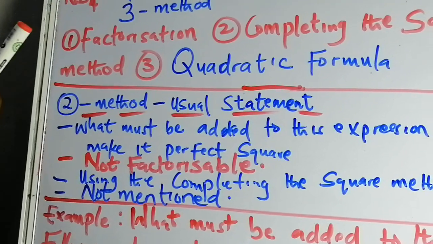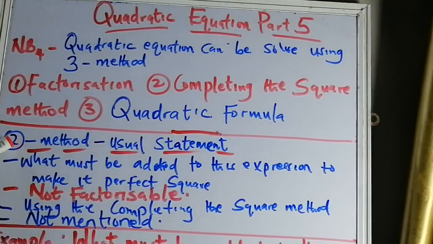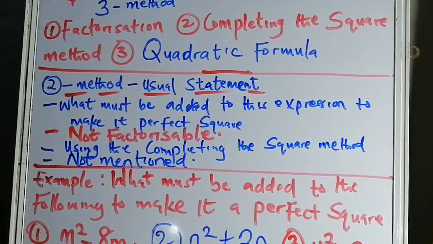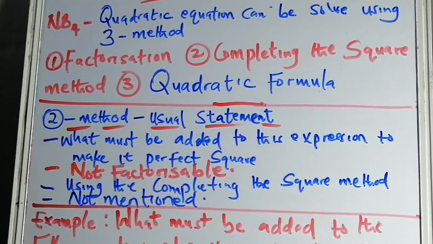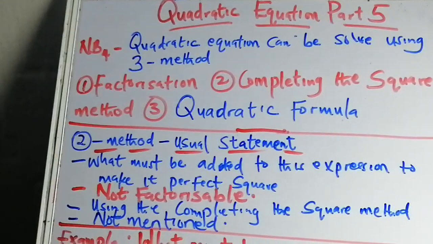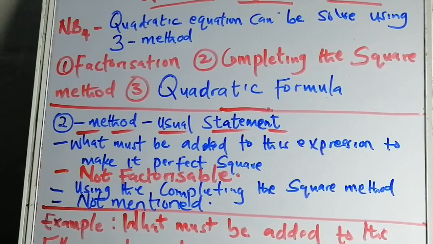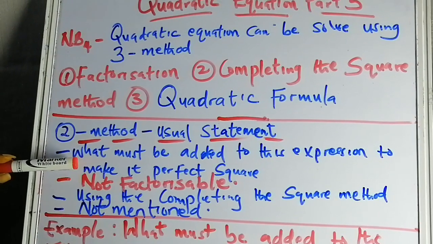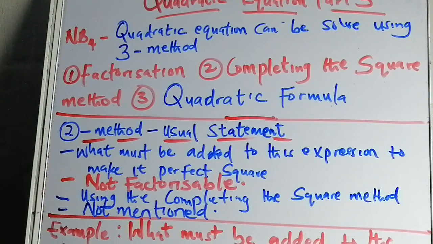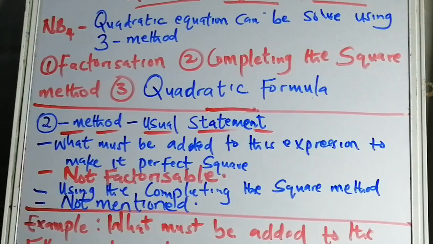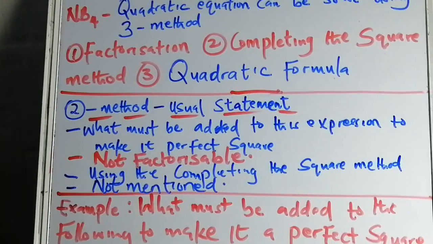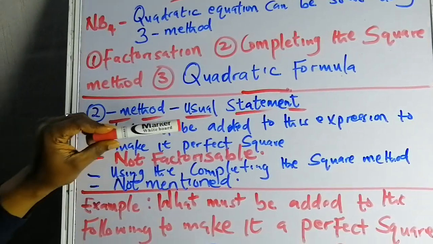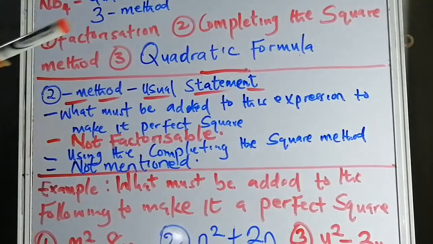Now we've done the first one, which is factorization. We are moving to the second one, and most times you can see it in theory. You can also see it in objective. But you can see it in theory because I remember during my own time, either WAEC or NECO, or one of those exams, it came out in the theoretical part. They want us to use the completing the square method to solve the following quadratic equation. So these are the statements you will see when using the second method, completing the square.